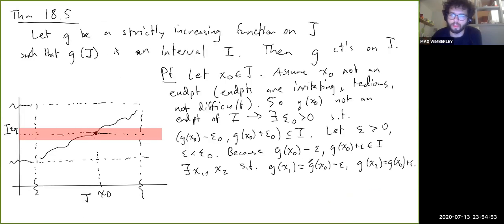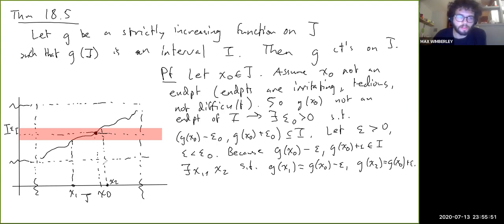So this is not the intermediate value theorem. We're just saying that g of x naught minus epsilon is in this interval, because epsilon is less than epsilon naught, which means it's in I itself. I is g of j, so g of x naught minus epsilon is in g of j. That means there exists an input which produces g of x naught minus epsilon as an output value. Same thing for g of x naught plus epsilon. So let's say this is epsilon actually instead of epsilon naught. Epsilon naught might be bigger, but it doesn't matter. Then in this graph, x1 would be over here, and x2 is over here.